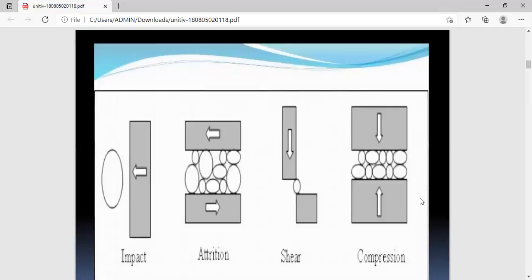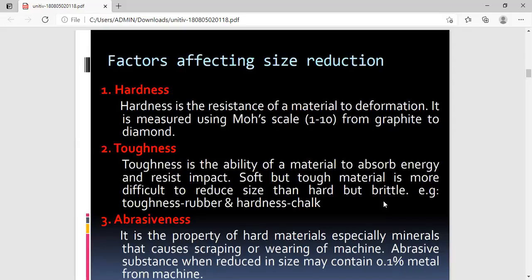So here you can see the various activities. The cutting is not shown in this picture. Impact is shown. When we are impacting, there will be breakage. This is attrition. The two parallel plates are moving in opposite directions and the material is getting crushed due to surface action. So here is the third picture where the material is being reduced in size due to shear. So that is what happens in scissors or something like that. And fourth is the compression. We already discussed this, that when we are compressing the material, there will be tensile stresses created in the opposite direction and the material breaks into smaller pieces.